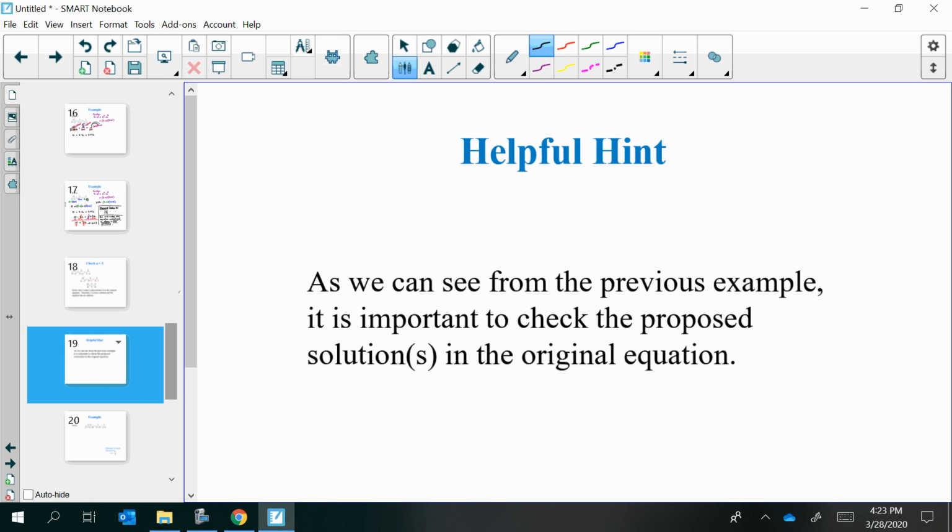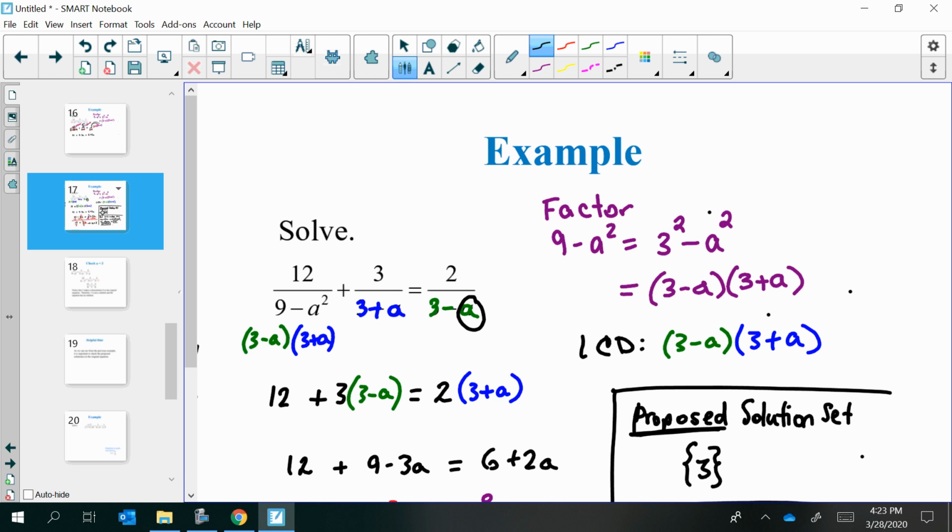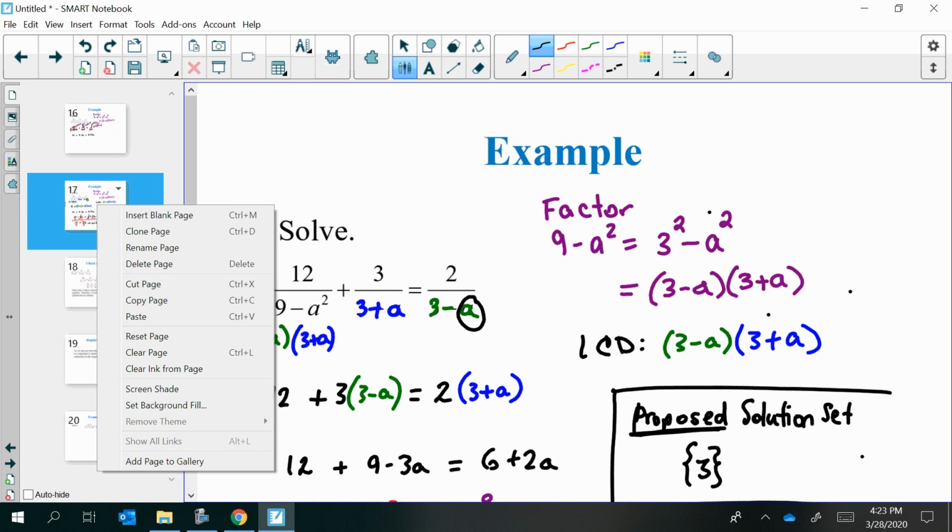Now, another way that you can avoid giving invalid solutions that I've shown before is you can start from the very beginning thinking about possible invalid solutions so that you can avoid them.